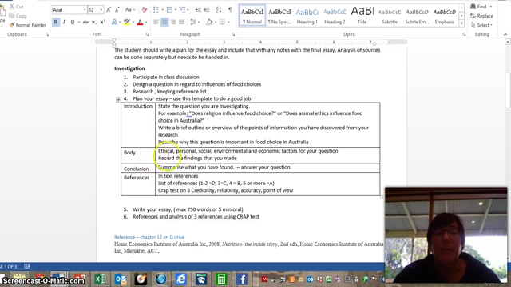Okay, in the body of the essay, you talk about these factors: the ethical factors, the personal factors, the social factors, environmental and economic factors. Okay, so you actually write about all those things. So if you ended up with 5 paragraphs, one paragraph on each of those factors, you'd be doing the right thing. Okay, in the conclusion, you summarize what you have found and you answer your question. Does religion influence food choice? Okay, don't just say yes.